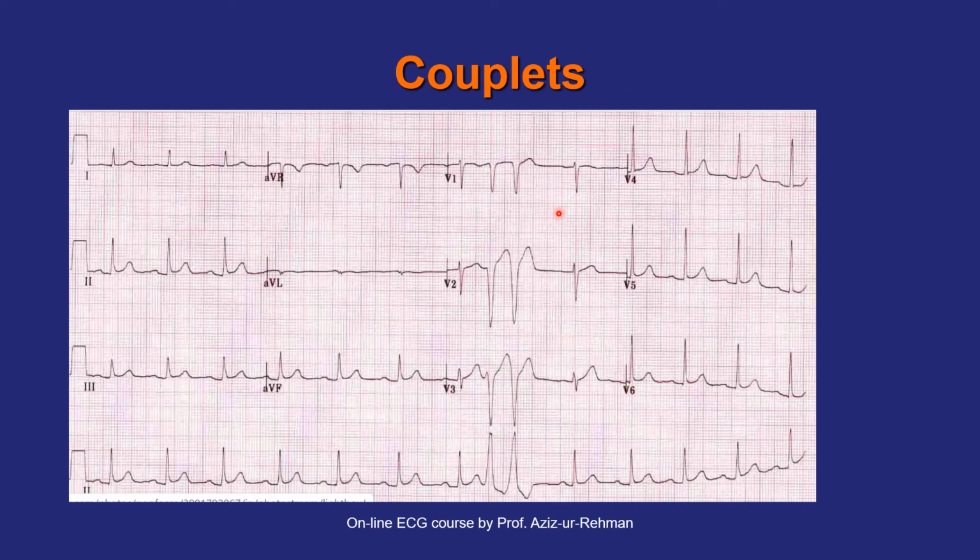This slide shows what we call couplets, just two VPCs occurring together. You know, this VPC and immediately followed by another VPC. No sinus beat intervening and no compensatory pause. So this may be a marker of ventricular tachycardia. This is actually couplets. We have triplets, we have quadruplets, and technically if we have 4 beats in a row, then we call it ventricular tachycardia.